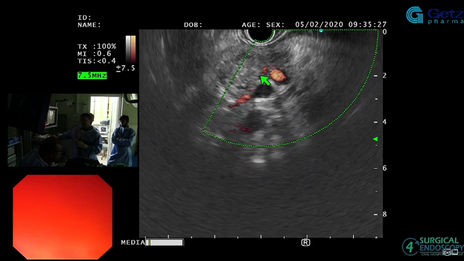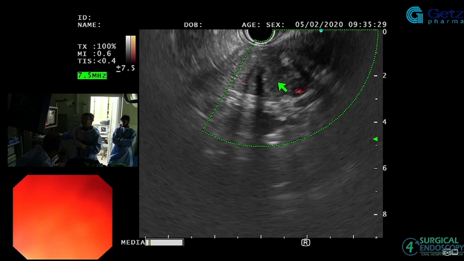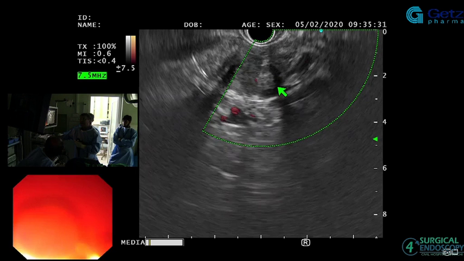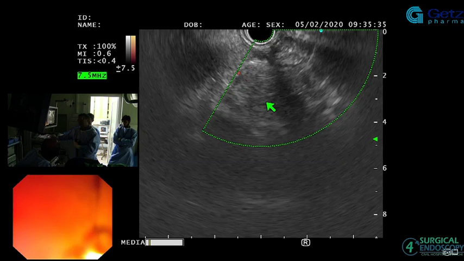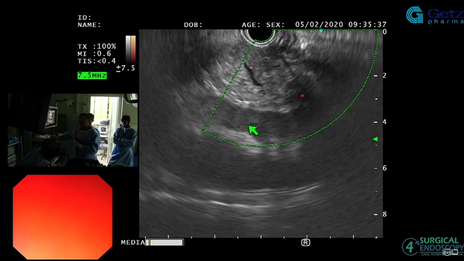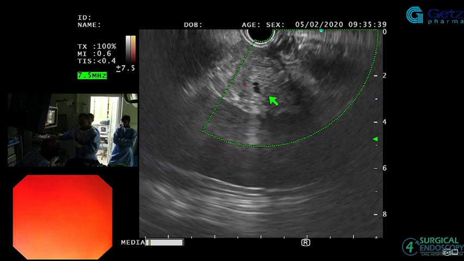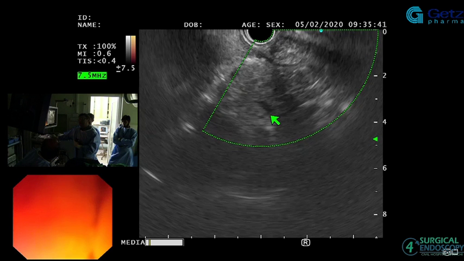And there is a healthy pancreas distally. You see that? Yep. Nice, very healthy. You see the left kidney here. You see a nice, beautiful duct right there. It's going down all the way. And do you guys see that? Can you check the lights are on?